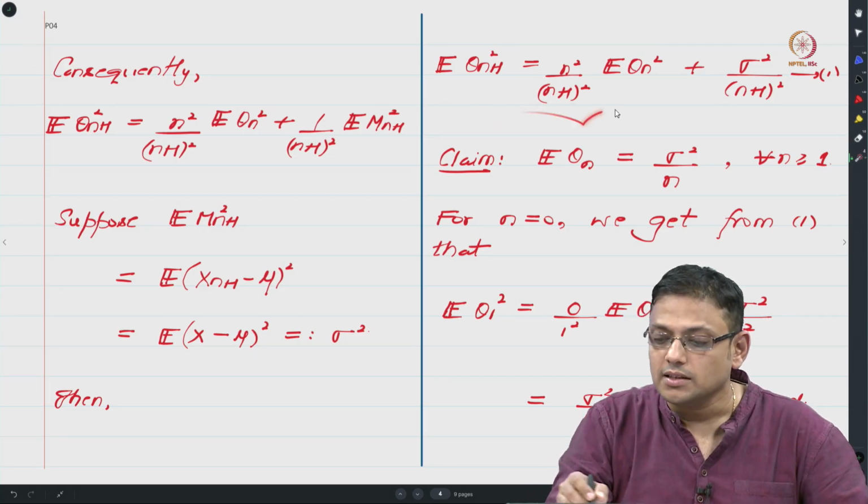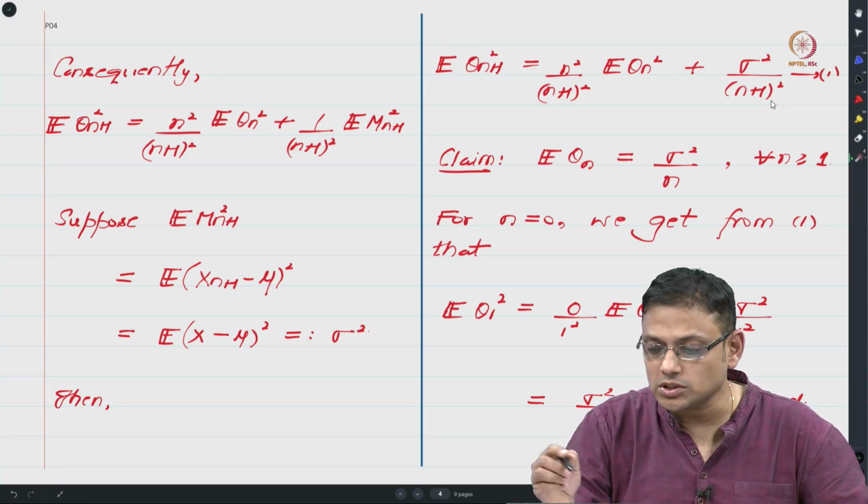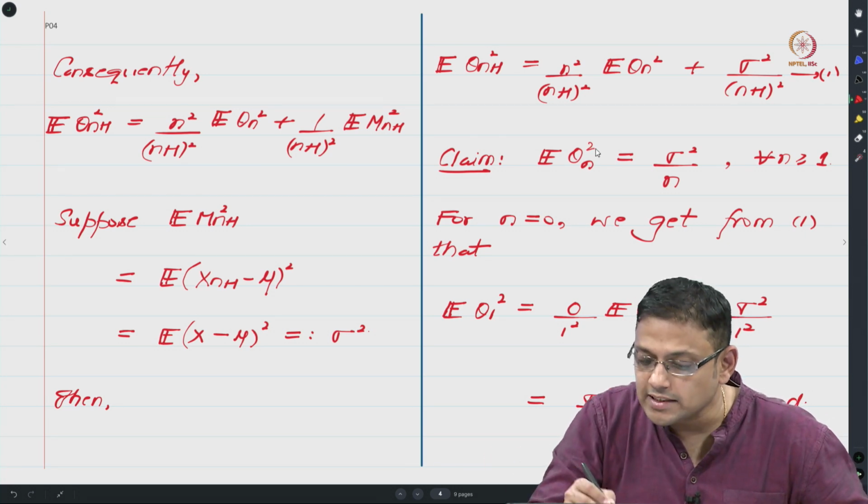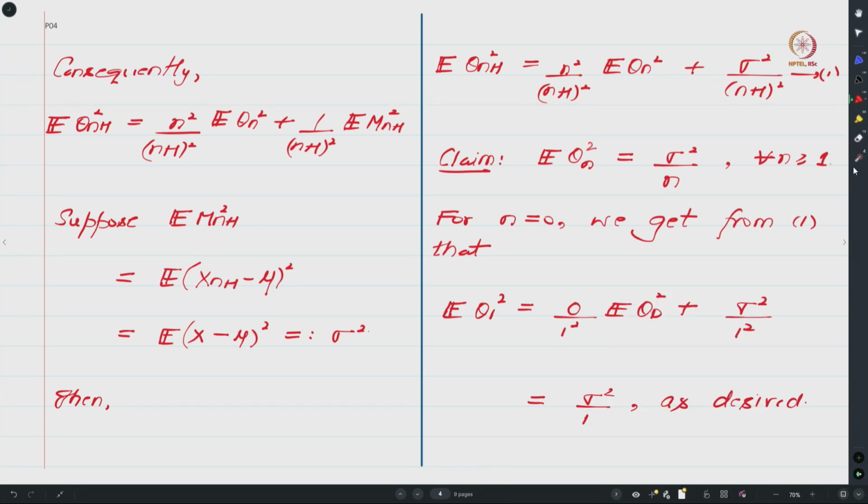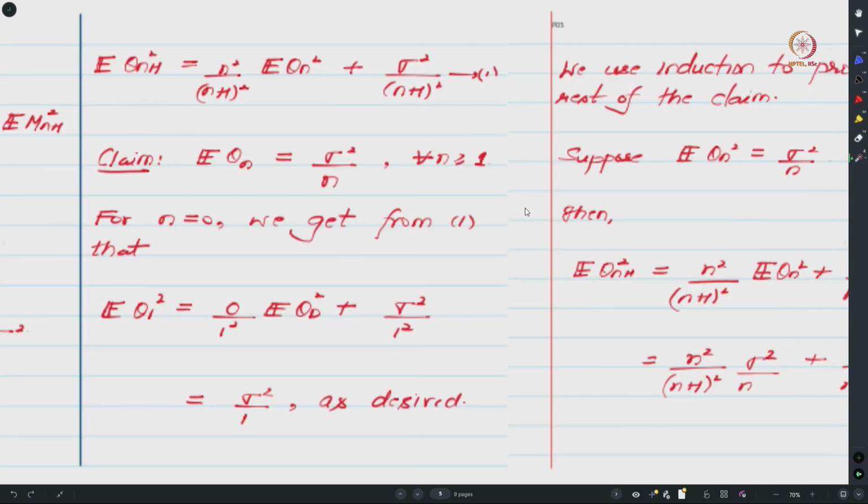Now we claim that this update rule shows that, okay, there is a typo here, that expected theta n square is actually sigma square over n. So let us verify this expression. If I substitute n equals 0 in this relation, expected theta 1 square, because n is 0, this term is 0 over 1 square plus sigma square over 1. So you can see that indeed the expected value of theta n square equals sigma square over 1, which satisfies this claim; that is, this claim is true for the case of n equals 1.